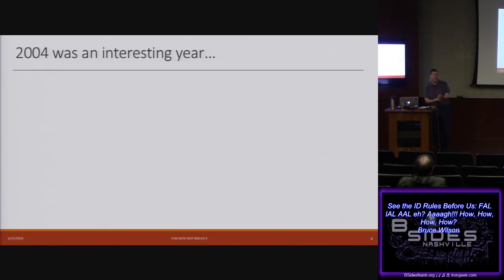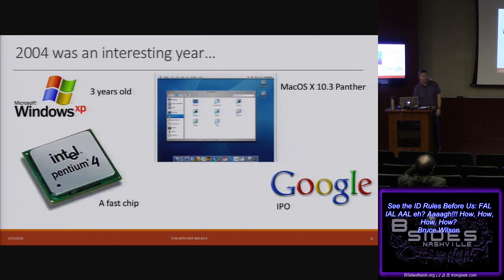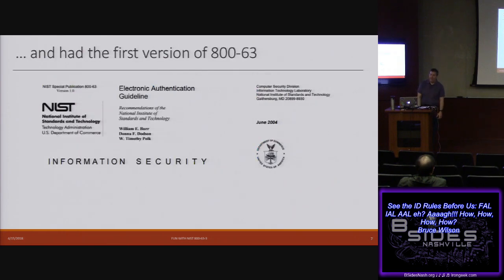2004 was a very interesting year. As one interesting reference, that was the year after my oldest child graduated from high school. I've been in this business for a while, or in a business. Windows XP was 3 years old. We were at Mac OS 10.3 Panther. Google had its IPO. A Pentium 4 was a fast computer. And we got the first version of the National Institute of Standards and Technology, NIST Special Publication 800-63, Electronic Authentication Guideline.